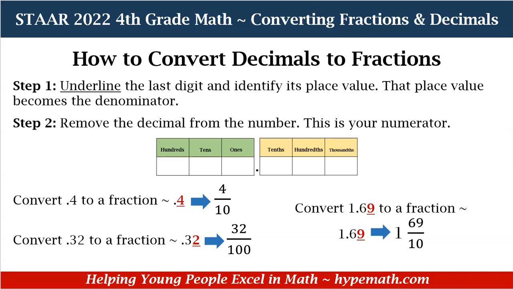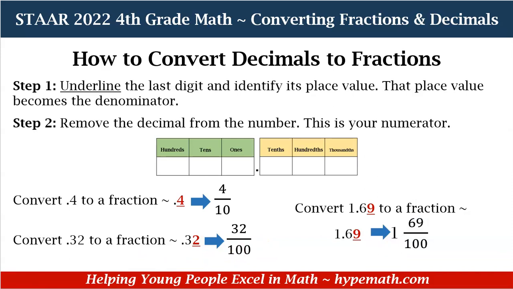Now let's convert 0.32 to a fraction. Following step 1, we are going to underline our last digit, and looking at the place value chart, we see that the 2 is in the hundredths place. That will be our denominator. We have 100. Now we're going to remove our decimal and we're going to write our number in the numerator. So 0.32 is the same as 32/100.